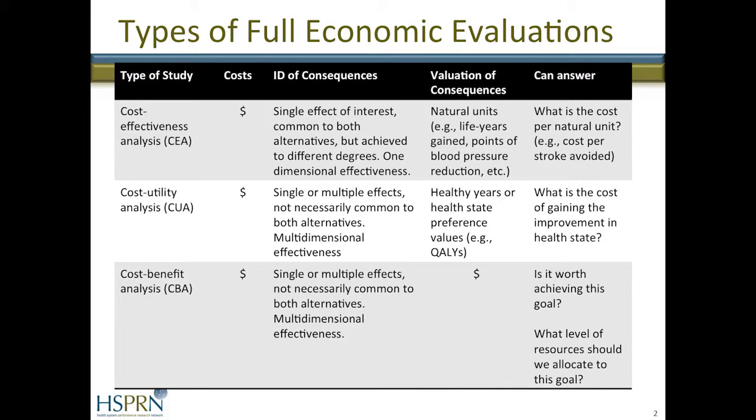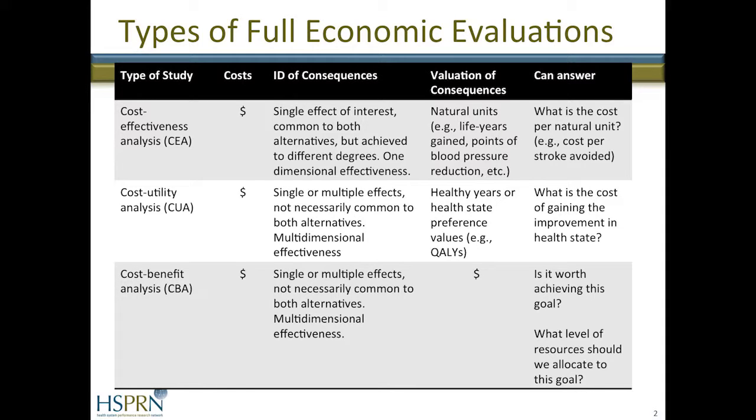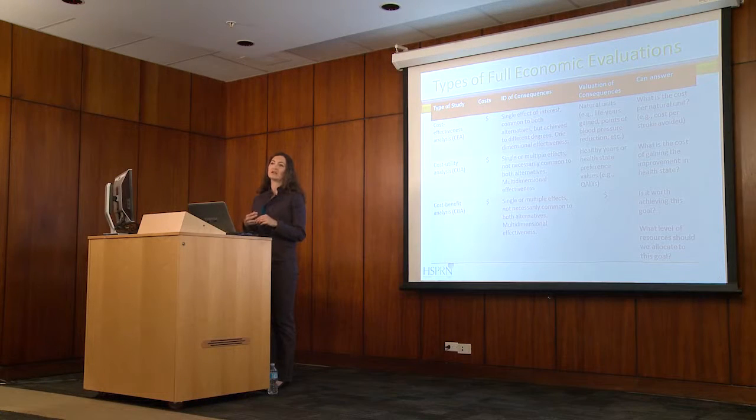When there are multiple effects, it could be difficult to conduct a CEA. And then you have two options. You can use a CUA, the cost utility analysis, or a CBA, the cost benefit analysis. Both of these methods can handle multiple effects. They can also be used for a single effect. And what they do is that they include evaluation of the consequences.